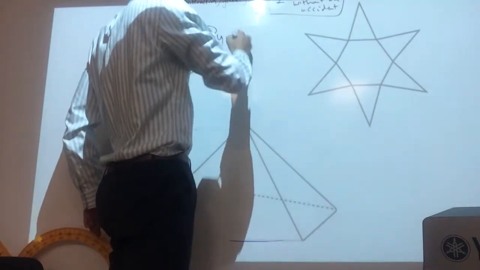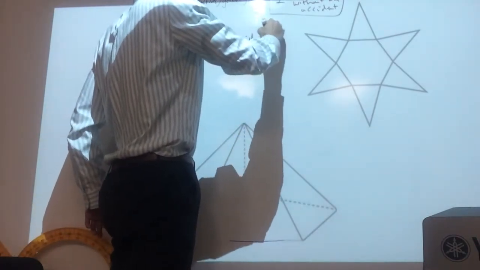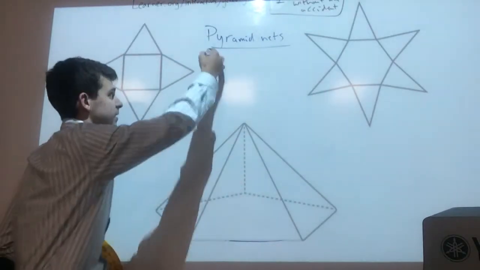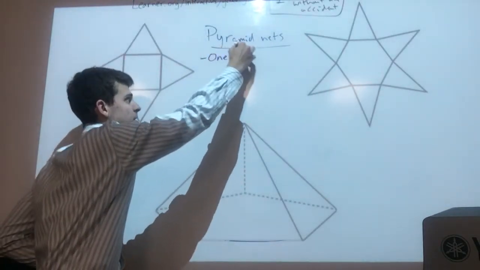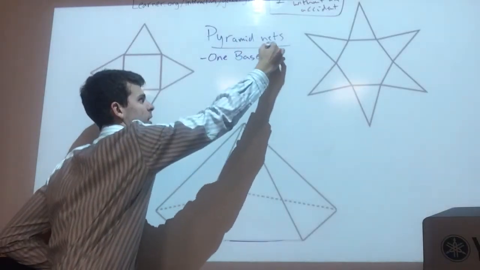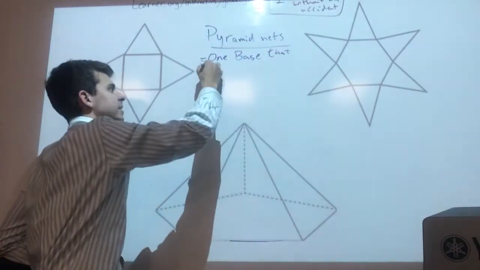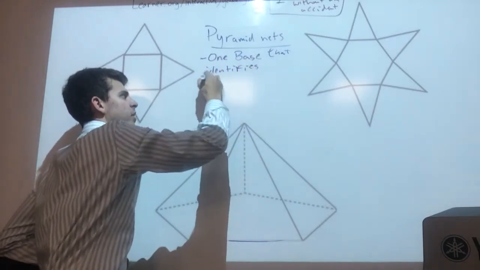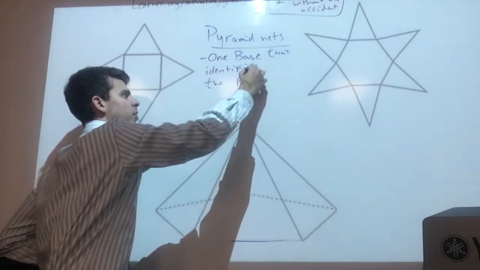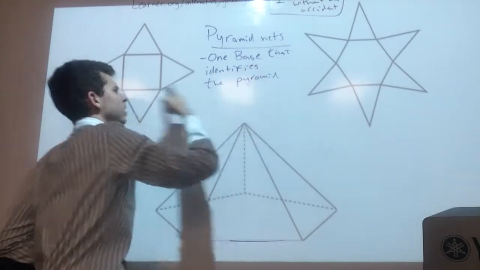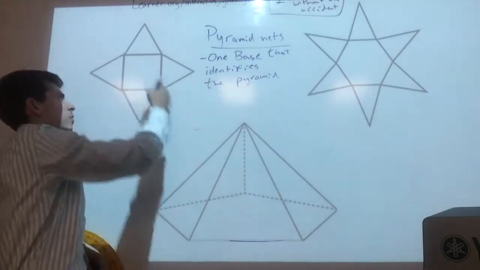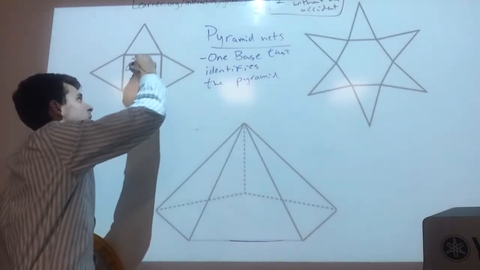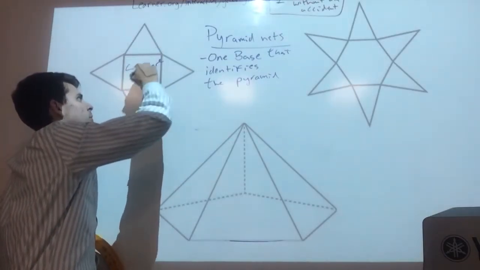First, pyramid nets. Now the most common thing about pyramid nets is that there's one base that identifies the pyramid. For example, this right here is a square, and there are 4 triangles, 4 flaps that fold up to one apex. So this here is a square pyramid.